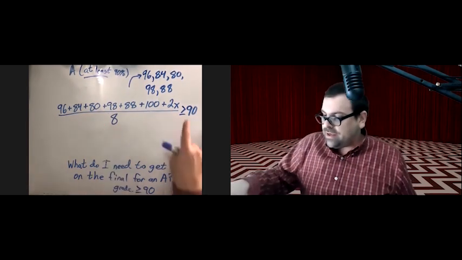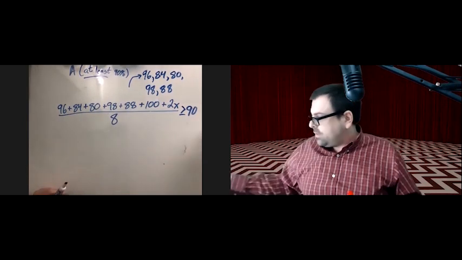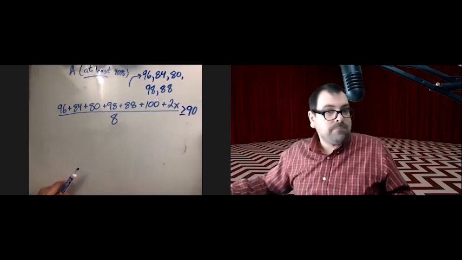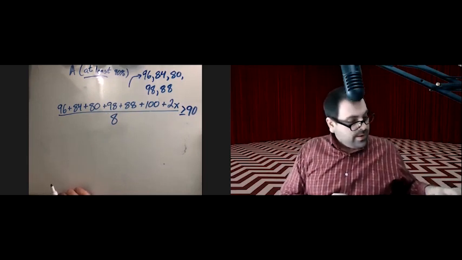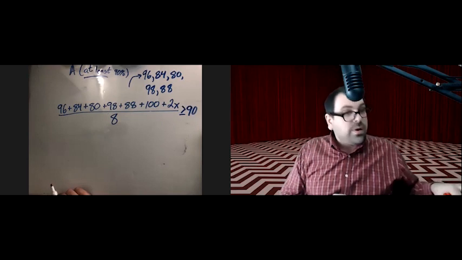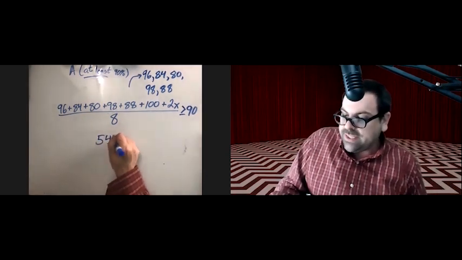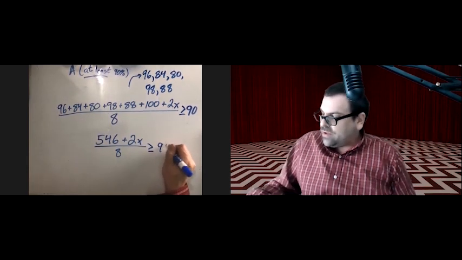Well, even before we add all this stuff, let's add it up. Let's get the calculator. 96 plus 84 plus 80 plus 98 plus 88 plus 100 equals 546. So 546 plus 2x over 8 needs to be greater than or equal to 90.